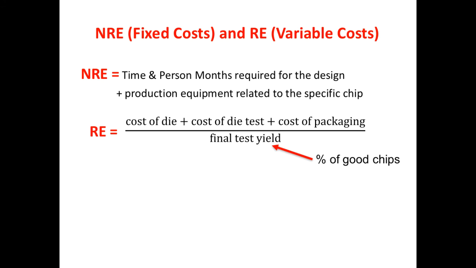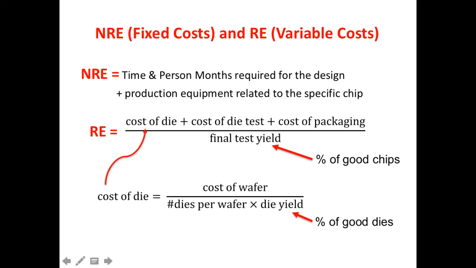Typically, sometimes you're able to do the test before the packaging, so you can maybe discard the cost of the packaging, but in principle, that is there, let's say in general terms. Now, in the cost of the die, of course, you need to consider the cost of the wafer divided by the dies per wafer, the number of dies that you have on each wafer, times the yield of each die.